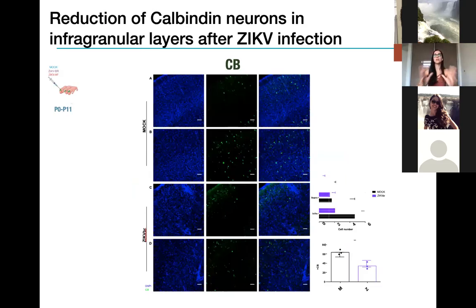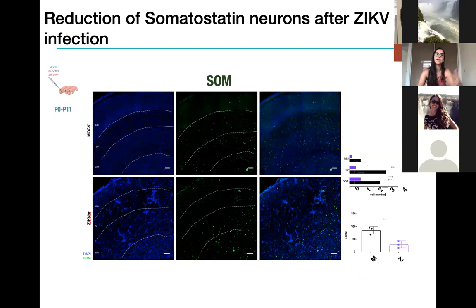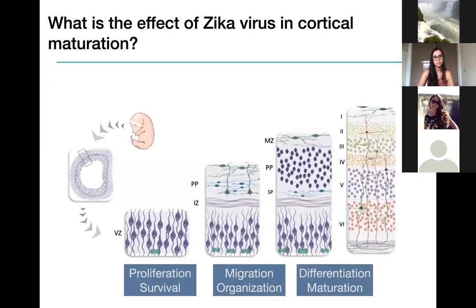Raisa also examined other types of neurons, for instance the interneurons. She looked at calbindin neurons, and she could see that they were also disorganized. Mainly there was a reduction in the calbindin neurons, and they were lacking in the infragranular layers. As you can see in the mock, they are distributed, but in the Zika virus, they were lacking here in the infragranular layers. Another interneuron subtype is somatostatin, and you also have a reduction of those populations.